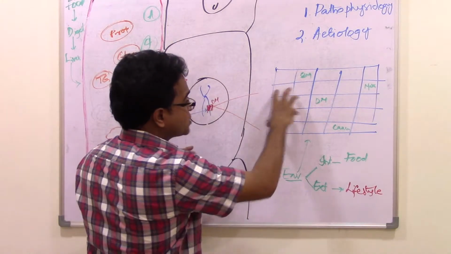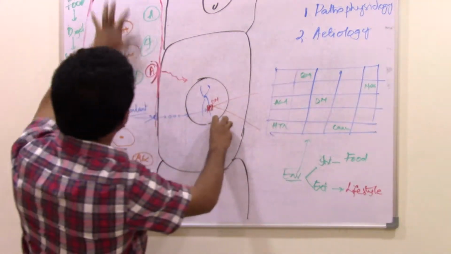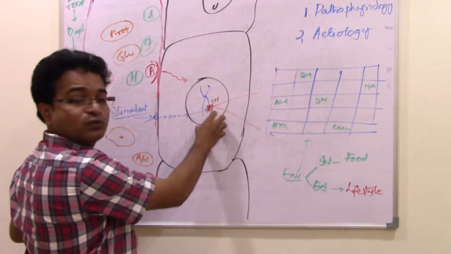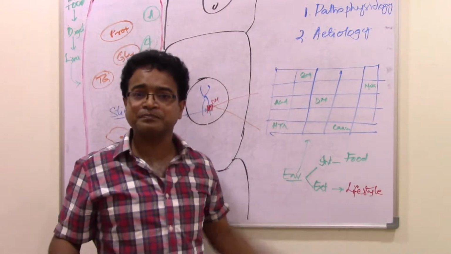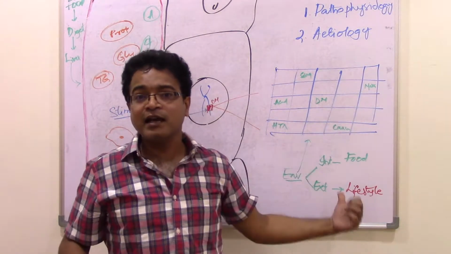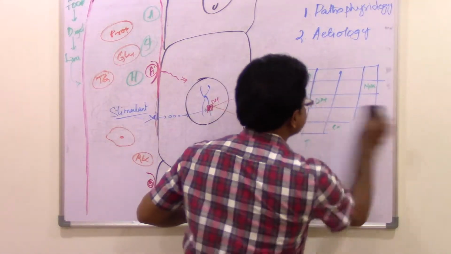Whatever comes out, whatever is being expressed from this gene, is because the environment is asking the gene to do so. So don't blame parents, genes or chromosomes for diabetes. There is a scope. Okay, this is briefly about the etiology.